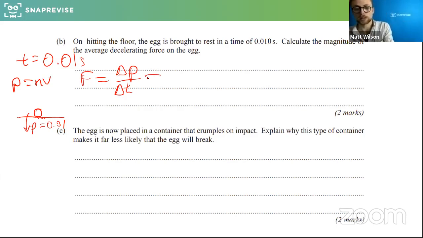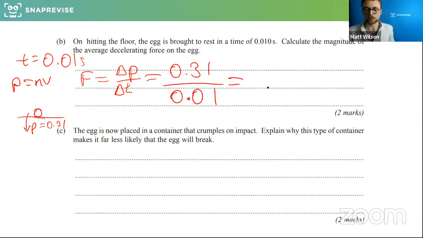Okay, so let's plug in our numbers. We have 0.31 divided by 0.01. Dividing by 0.01 is like multiplying by 100, isn't it? Yeah, good. So without even a calculator, this is 31 newtons. Okay.